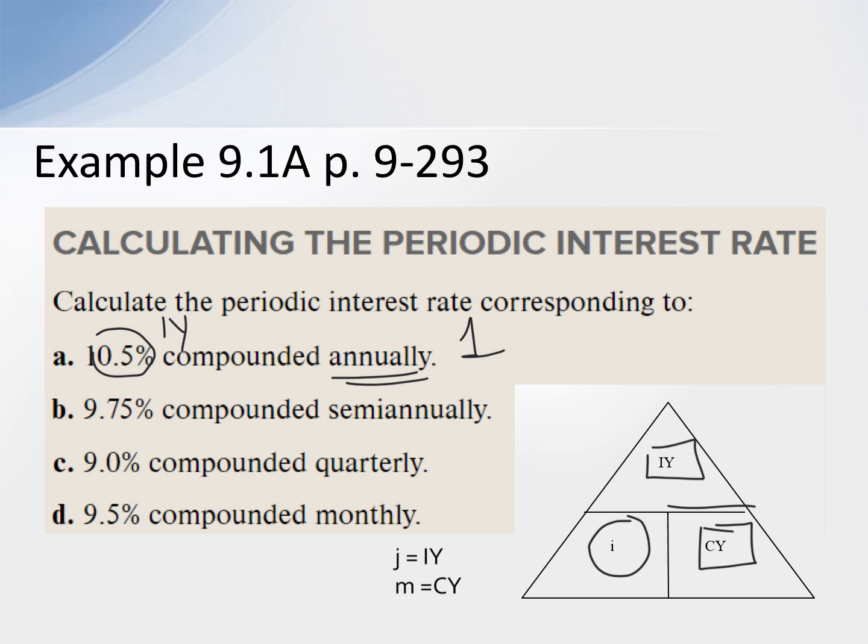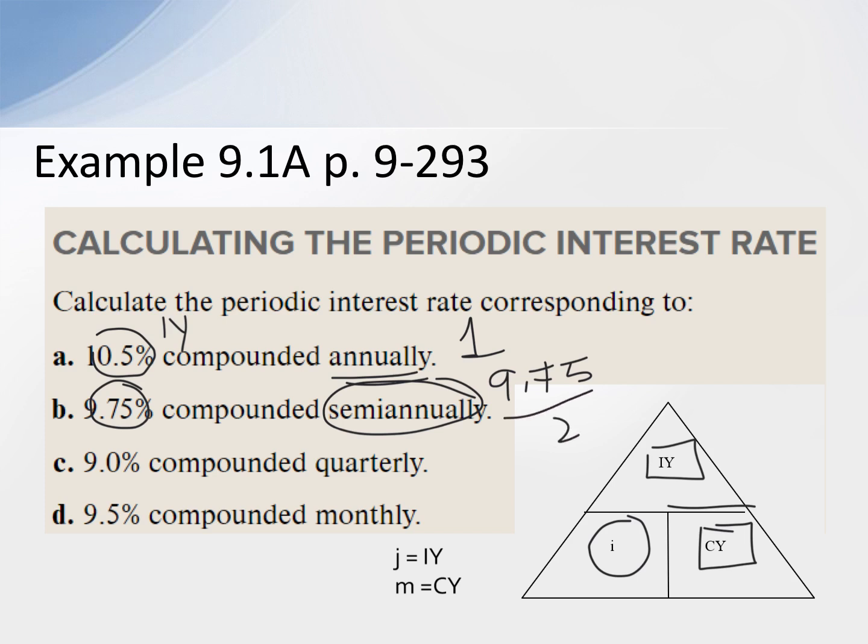The second part asks us to find the periodic interest rate of 9.75% compounded semi-annually. Again, IY divided by CY. And semi-annually simply means that you are compounding interest 2 times a year. So that would be 9.75 divided by 2, which would give a periodic interest rate of 4.875 per half year. So 9.75 divided by 2.